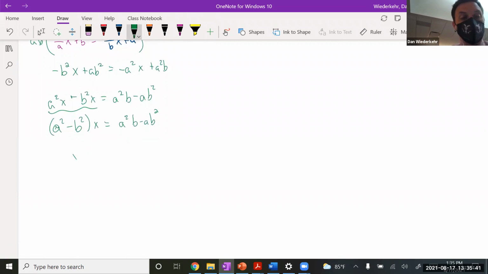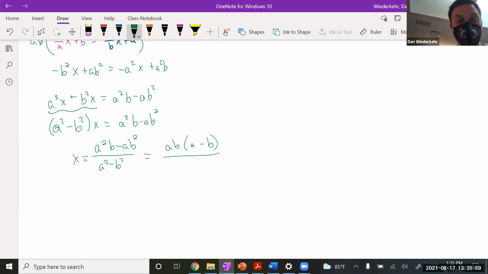Okay, all right, so x is equal to a squared b minus ab squared divided by a squared minus b squared, which looks really messy, right? But in the top, we have an ab in common. We can factor that out, with this a minus b. And the bottom, a squared minus b squared, is a plus b times a minus b. And bada bing, bada boom. Makes that a whole lot simpler. ab over a plus b. Whew.